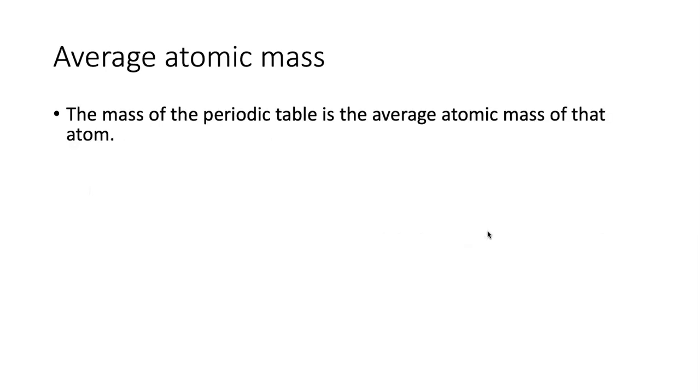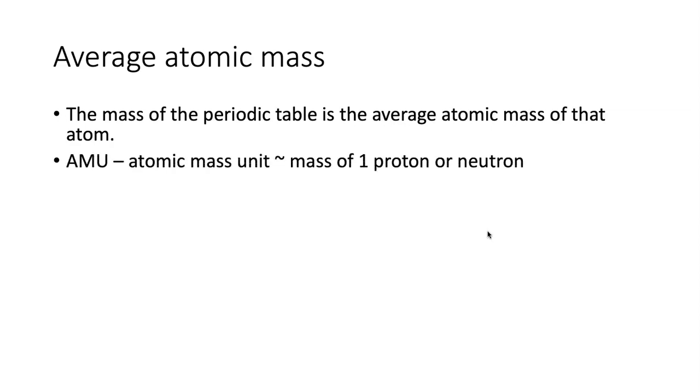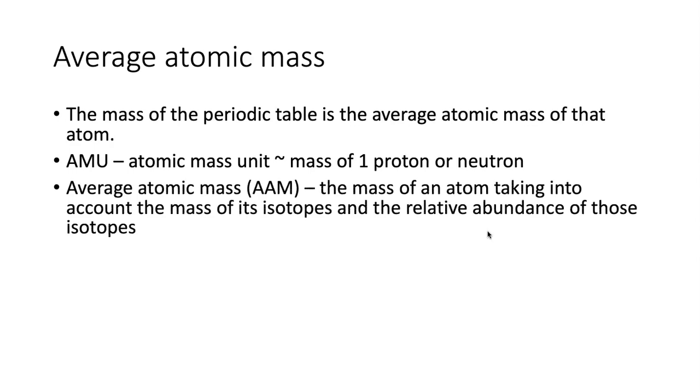So let's go on to average atomic mass. The mass on the periodic table is the average atomic mass that that atom has. So we have to go back to AMUs. An AMU is an atomic mass unit, and it's roughly the mass of 1 proton or 1 neutron. So roughly 1.67 times 10 to the negative 24th grams. And then we have average atomic mass: the mass of an atom taking into account the mass of its isotopes and relative abundance.